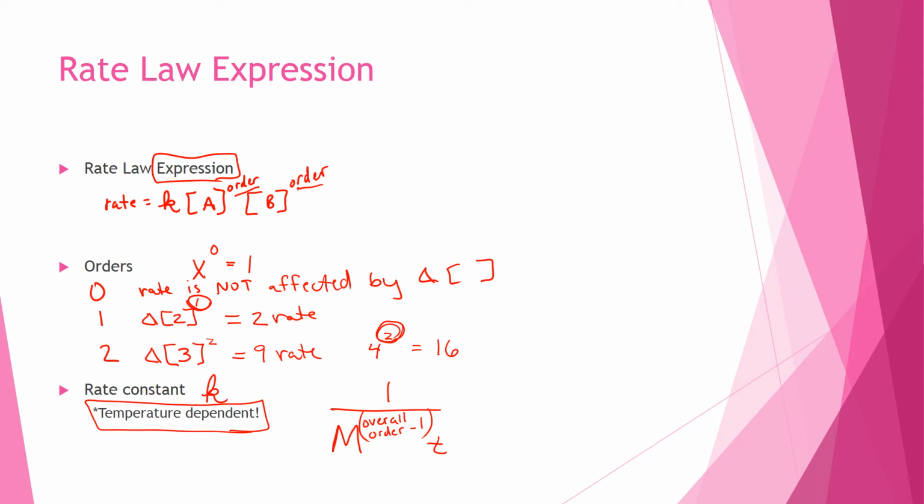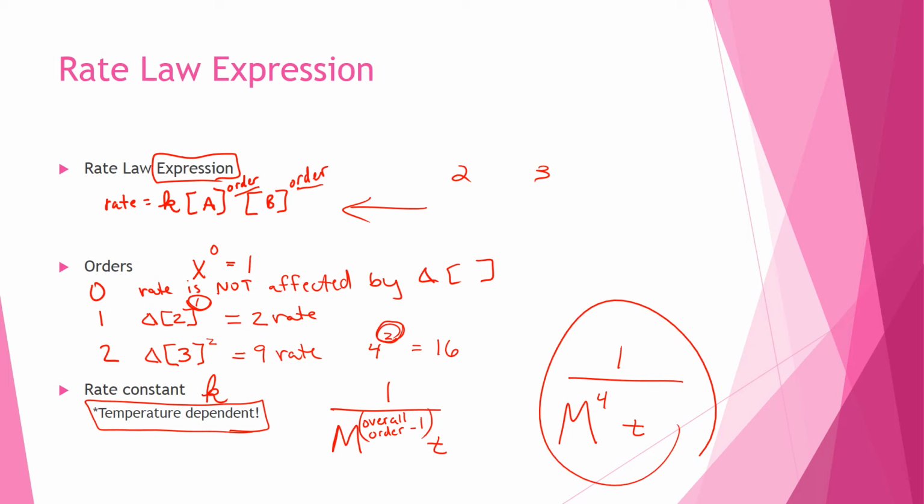So for instance, if I had this particular thing, A was order of 2 and B was an order of 3, my overall order would be 5, so my units would be 1 over M to the 5 minus 1, which is 4, times whatever time unit you're working with. Don't forget to do these units because you always get 1 point in addition to finding the correct value of K.